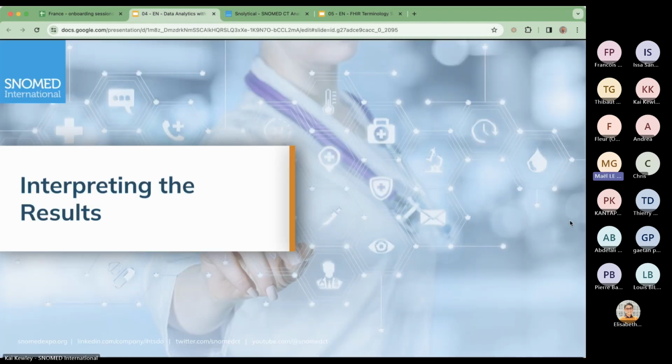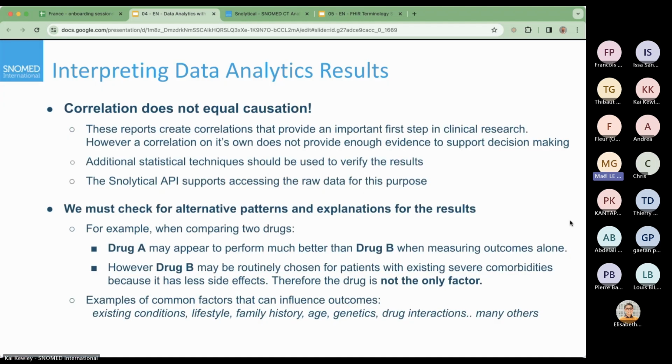And that's what the last slide is about in this section, interpreting the results.